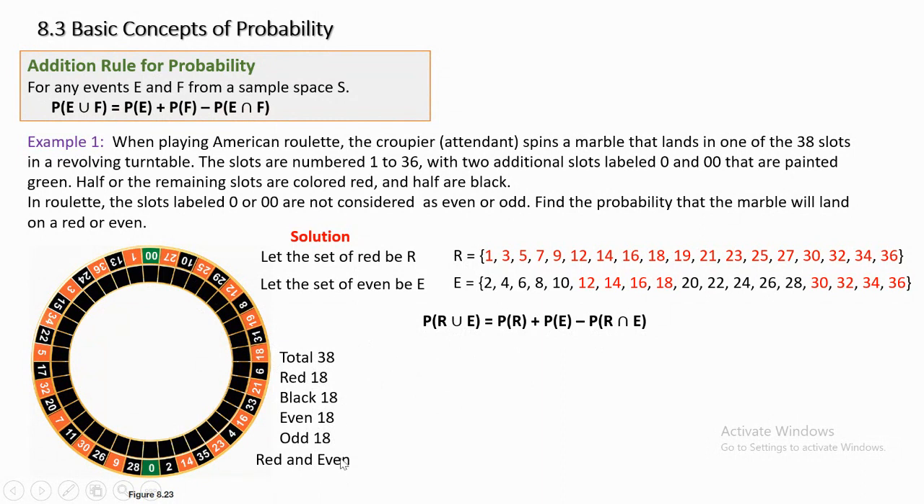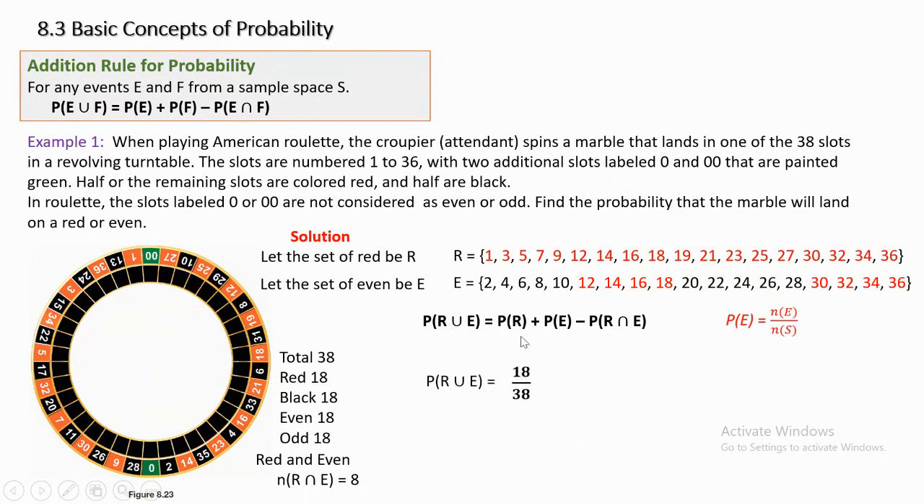So red and even, right? Because that's what you want. Red or even. So how many are red? So where do they intersect, right? So here where they intersect, red and even is going to be right here. These are red and even. So we got 1, 2, 3, 4, 5, 6, 7, 8. So red and even is going to be 8.